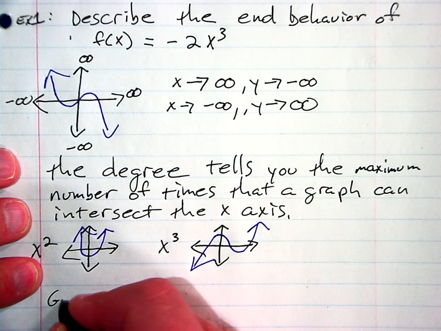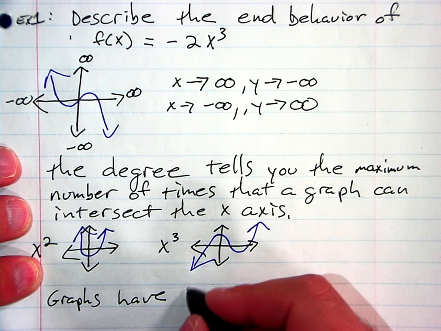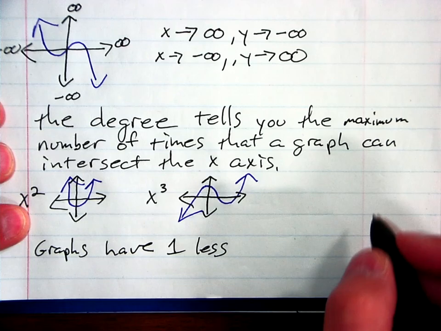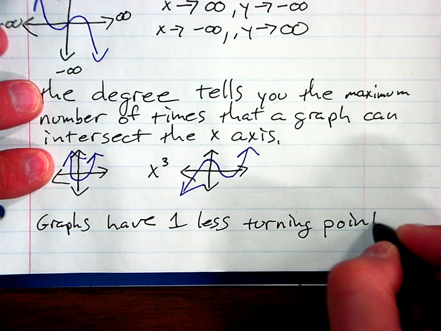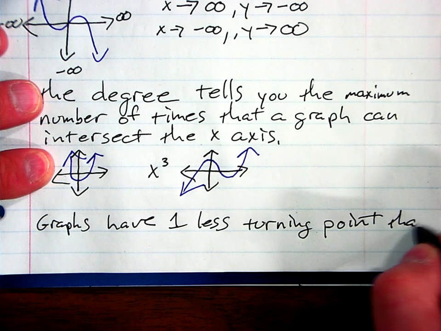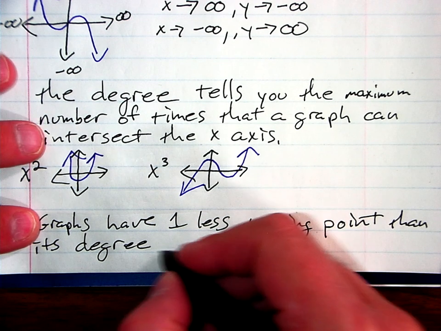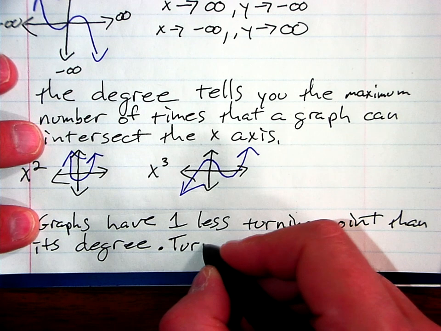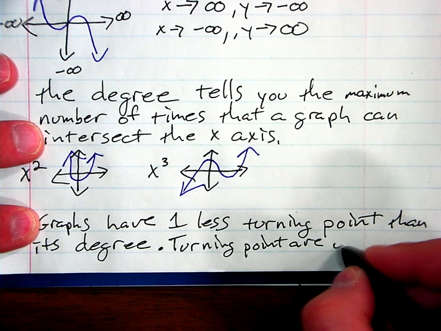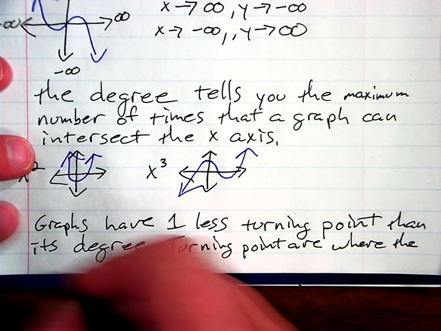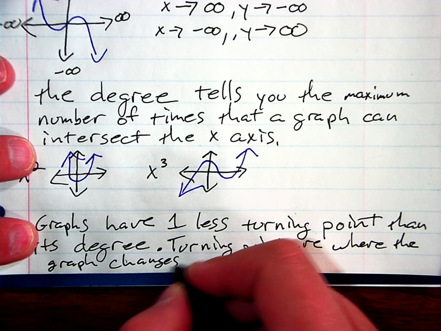All right, graphs have one less turning point than their degree. I guess we should know what turning points are. Turning points are where the graph changes direction.